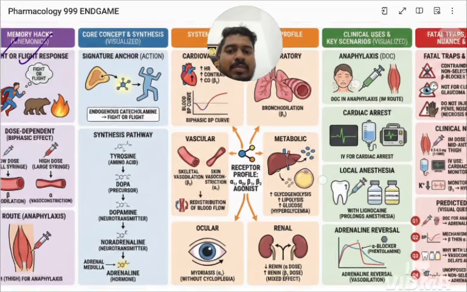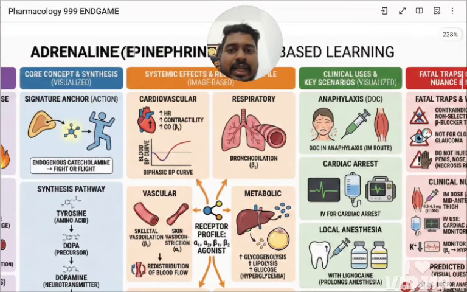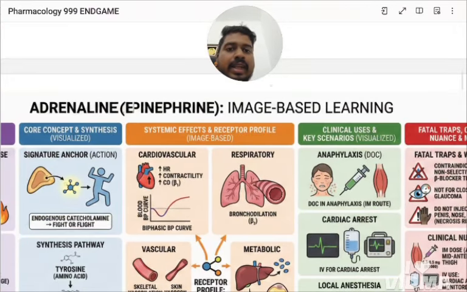So there are some important things that you need to know about ADR and these receptors. I told you already that there are alpha receptors, there are beta receptors, and in alpha there is alpha 1, alpha 2, and in beta there is beta 1, beta 2, beta 3.